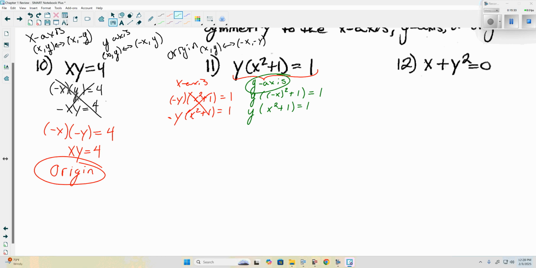Because all we're seeing is what would happen if I plugged a negative version of that number in. Would I get the same value back out? Because another way to write this equation really is saying that we have y is equal to 1 over x squared plus 1.